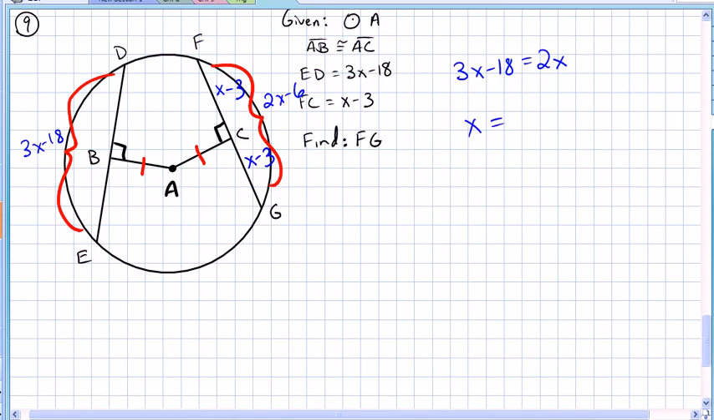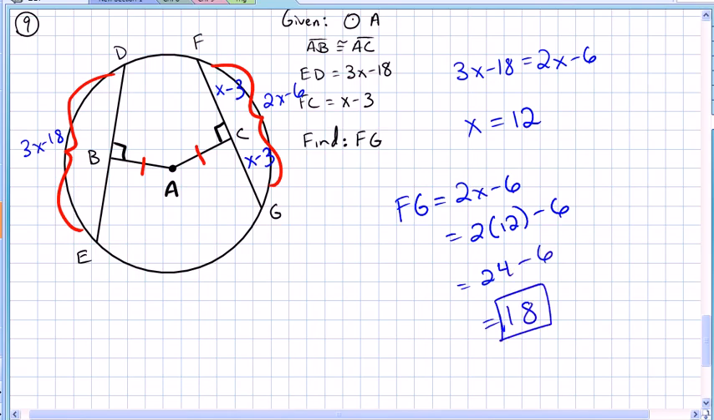So we should get 12 over here. And we are looking for FG, so that is 2x minus 6. Just plugging in our x is 12. Should get 24 minus 6, and 18 should be our final answer for number 9.